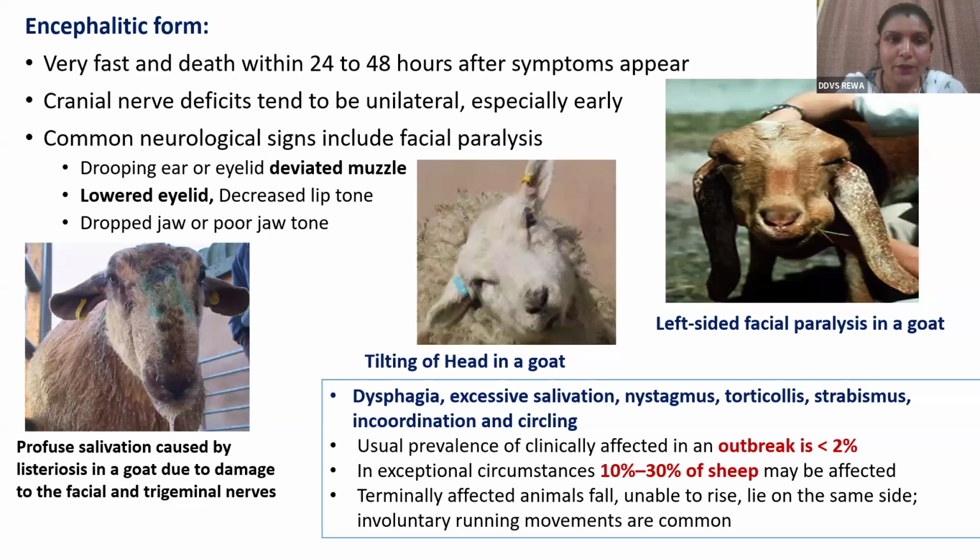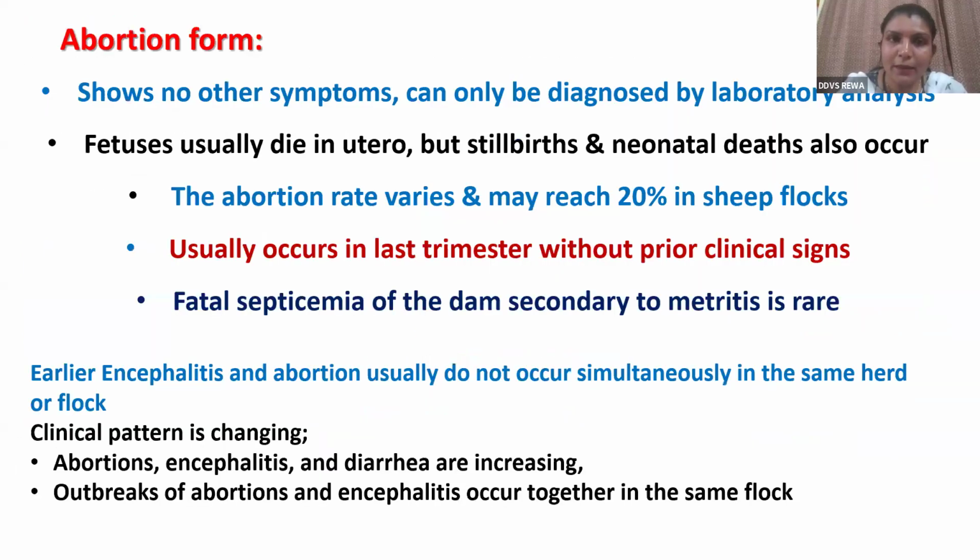So there is a dropping of jaw, and this leads to profuse salivation, particularly from the side where there is a facial paralysis. Tilting of head and circling movement are also there, where this nerve is involved. So in abortion form, most of the signs are not that diagnostic, and it can only be diagnosed by laboratory findings.